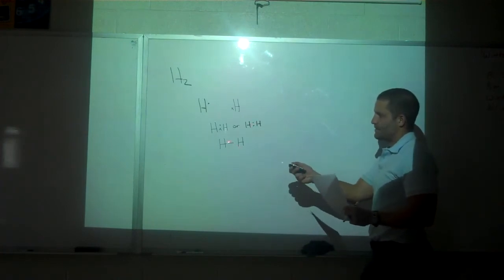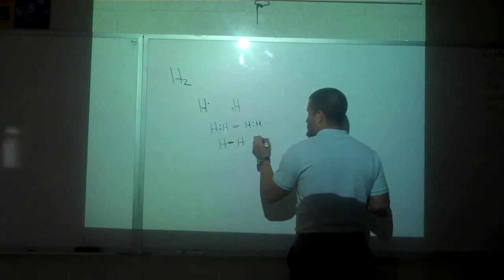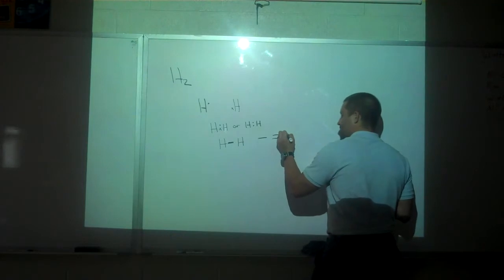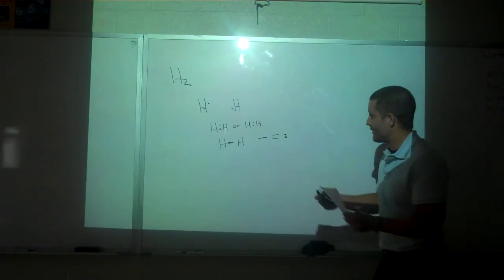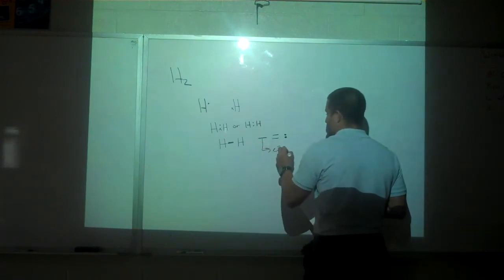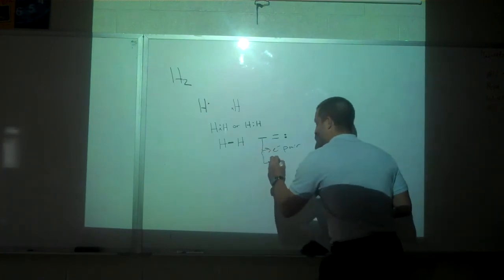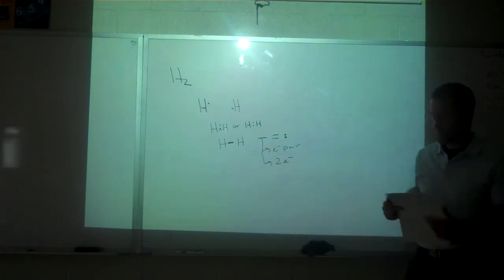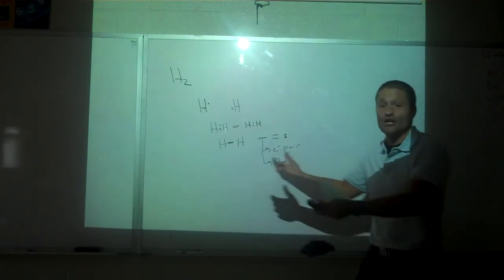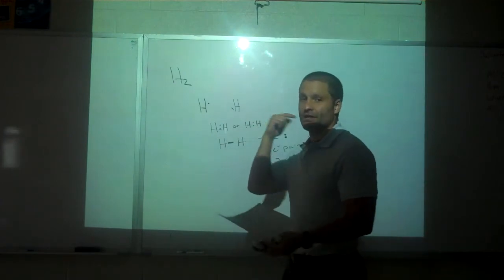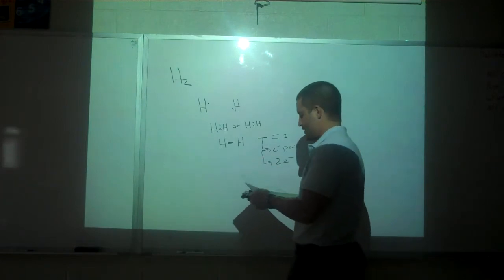That can be represented by this dash right here. This dash takes the place of 2 dots. So 1 dash equals 2 dots, or 2 electrons. A better way of saying that is to call it an electron pair. So this would be an example of a non-polar bond. It doesn't have a pole. They share it equally, in complete harmony, because they have the same electronegativity, so they're sharing exactly equally.